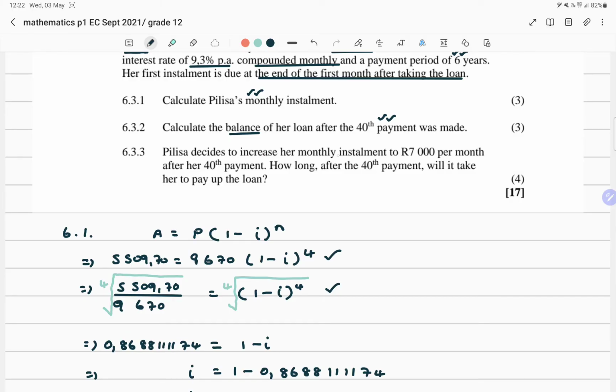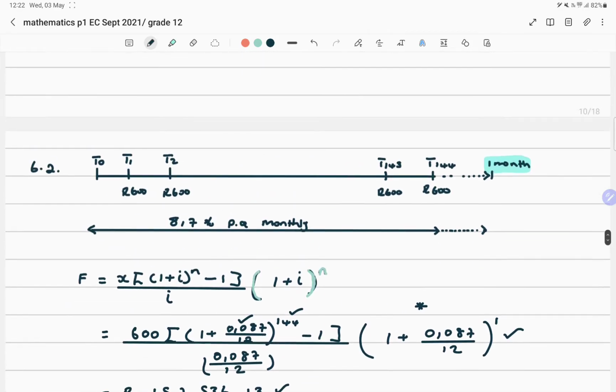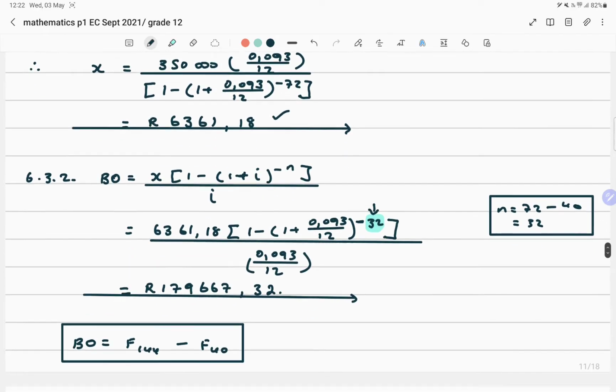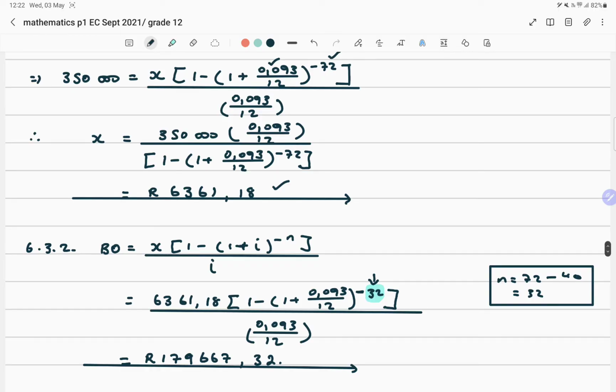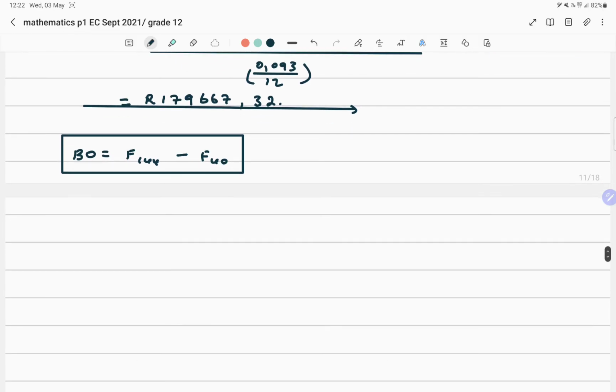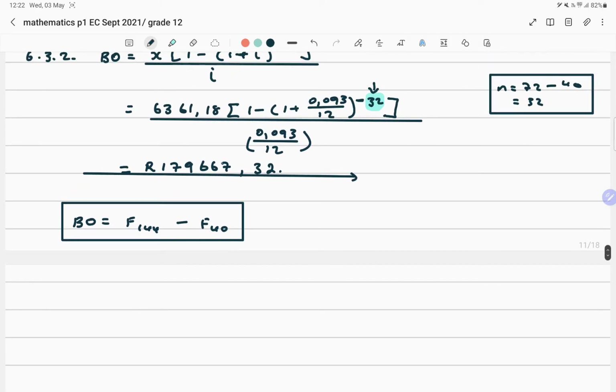Pelisa decides to increase her monthly installment to 7,000 after the 40th payment. So now there's a bit of a change. How long after the 40th payment will it take for her to pay up the loan? So they want the period. Okay, that's fine, not a problem. So already we know the balance outstanding, so this question was pretty nice. They could have made it difficult, and never asked us to find out how much was remaining. But now the amount of money she should be paying is this one.